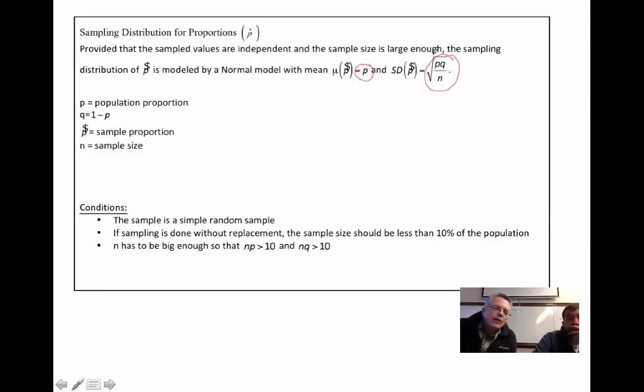Now, there are some conditions for this to be true. We'll worry more about this later, but in order for the normal model to be valid, these things have to be true. It's got to be randomized, like a random sample. Because if you didn't randomize it, you'd just pick out all freshmen, and you'd get a huge skewed curve.